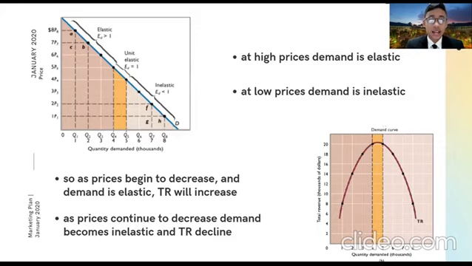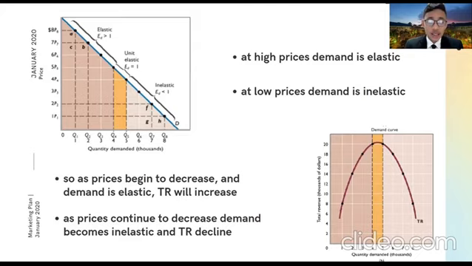In the elastic range, lowering the price of a product from $8,000 to $5,000 will cause the total revenue to increase from $8,000 to $20,000. In this case, price and total revenue change in opposite directions, confirming that demand is elastic. That's the reason why, as the price decreases, the slope of the total revenue is decreasing.